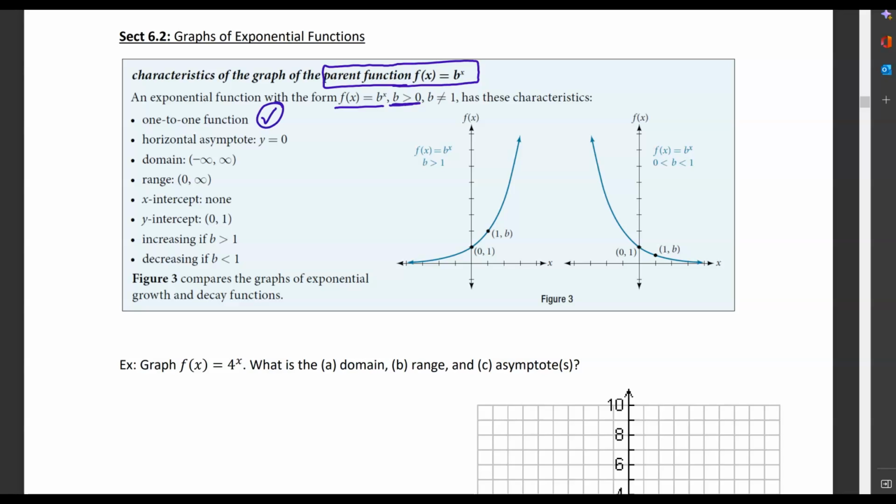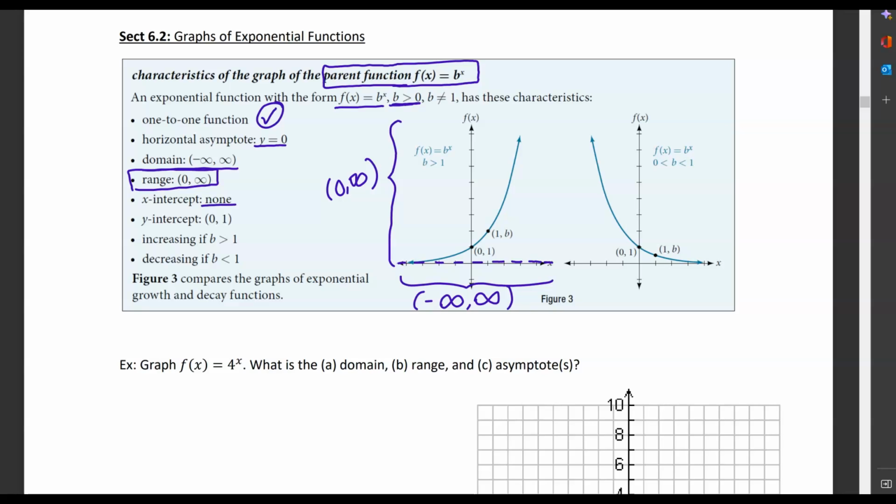It's going to have a horizontal asymptote at y equals 0. So that's here. That's our horizontal asymptote. It will have a domain of negative infinity to infinity. And a range, because of that asymptote, is going to be from 0 to infinity. So our range, as we look here, is going to go from 0 to infinity. But as we look at that domain, it will go from negative infinity to infinity.